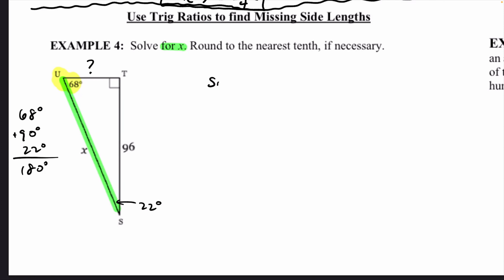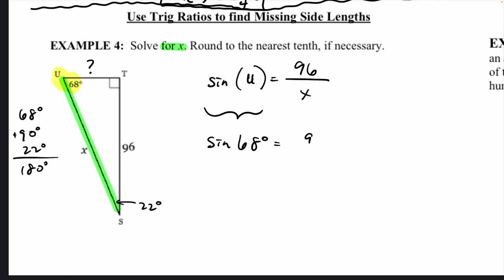So what I'm going to do is say sine of U is what I just said, right? What's opposite of angle U? 96, right? And then what's the hypotenuse for this triangle? X, right? We don't know what that is, X. And I know a little bit more, right? I know what angle U is. What is the opening for angle U? 68. So I'm going to write that in here. I'm going to say sine of 68 degrees equals 96 divided by X.